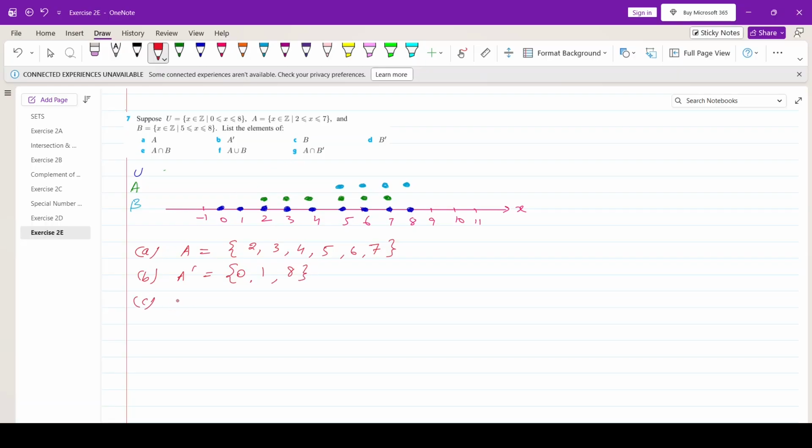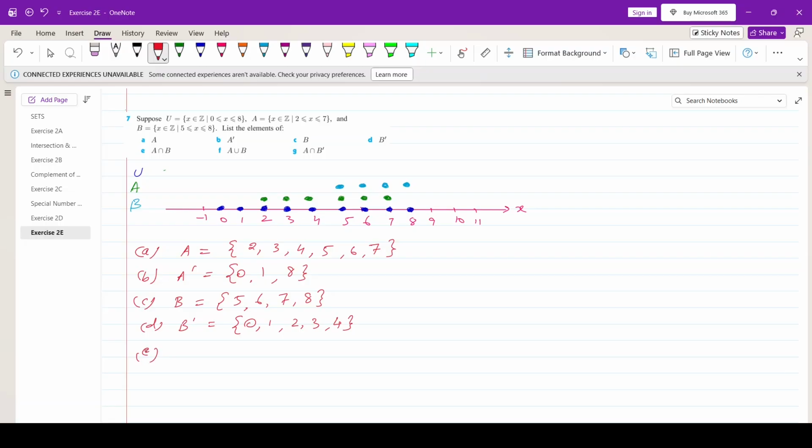Part C is the elements of B. The elements of B are 5, 6, 7 and 8. The elements of B prime. So the elements of B prime are the elements of U not present in B. That will be 0, 1, 2, 3 and 4.